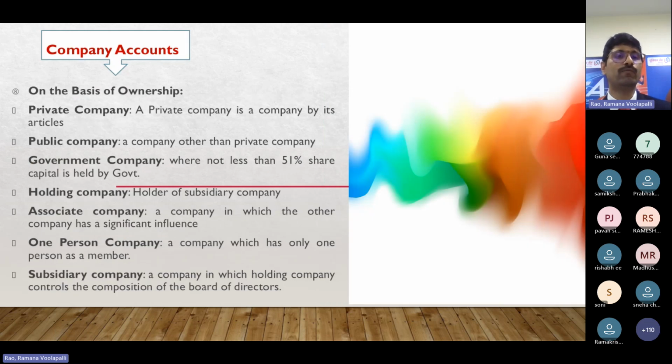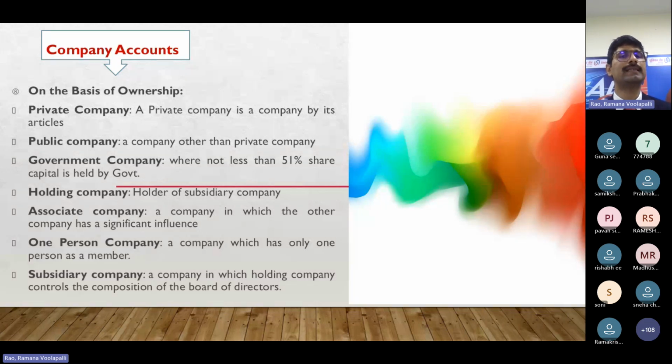So on the basis of ownership, who owns the company, companies can be classified in multiple ways. One is the private limited company. A private company is a company by its articles; a group of people will come and form a private company. Public company: a company other than a private company, with a large number of shareholders.